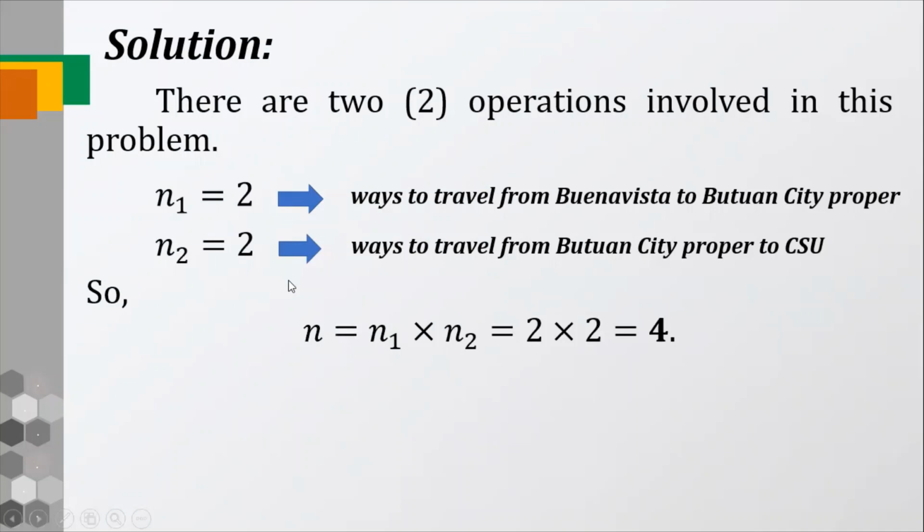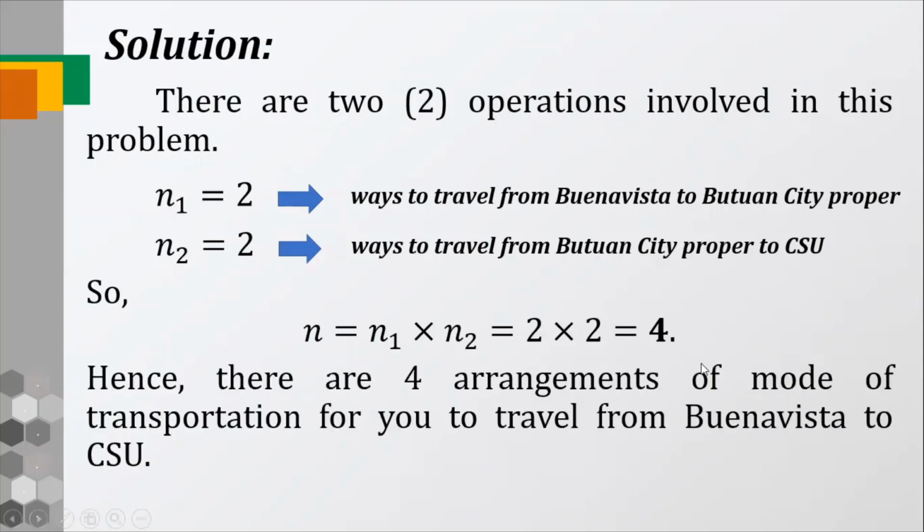So we have n, which is equal to n sub 1 times n sub 2, which is just equal to 2 times 2, which is equal to 4. Hence, there are 4 arrangements of mode of transportation for you to travel from Benavista to CSU. Let's take a look at the 4 arrangements.